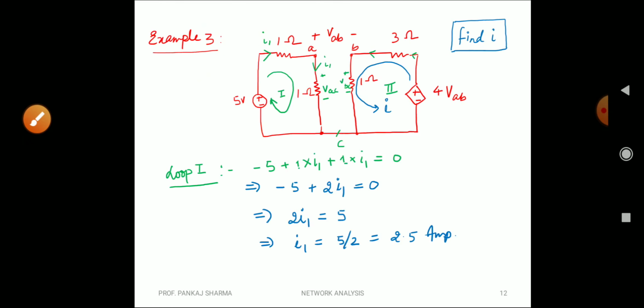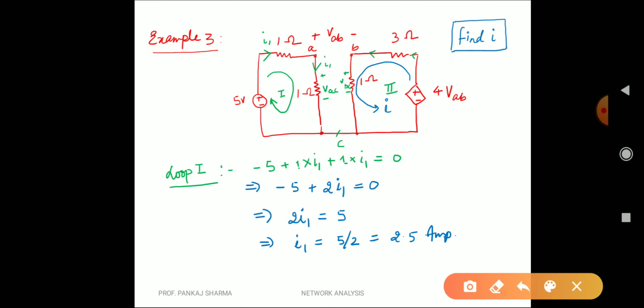Let us come towards a very nice example. This looks very easy, but this is very important. When you start to attempt these questions, you will find it a very interesting and very conceptual problem you have to deal with. The example number 3, the simple question is find I. I is given by this loop. This is your I.